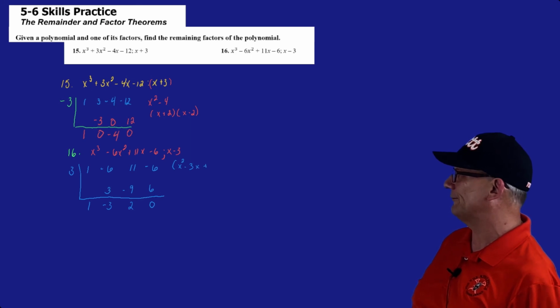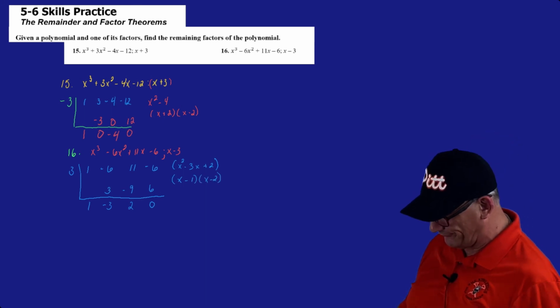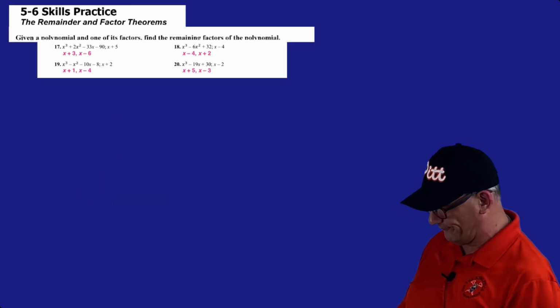Now, what are the factors? Well, 2 times 1, right? They both have to be negative. So it's x minus 2 and x minus 1. There are your factors. Good. There are your answers for the next problems.